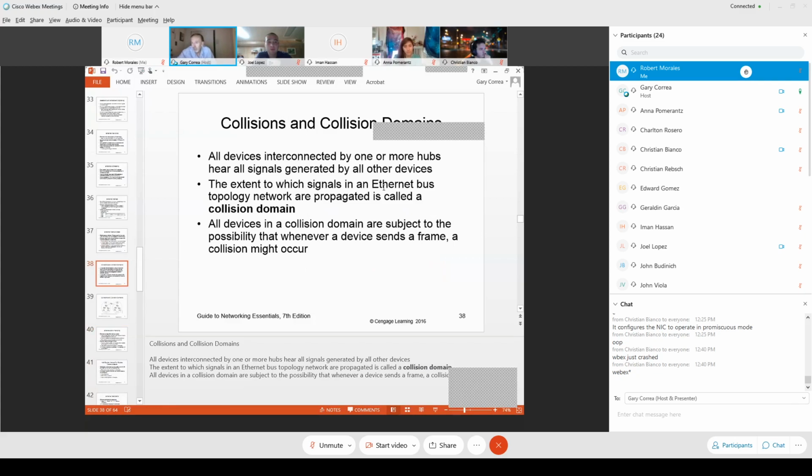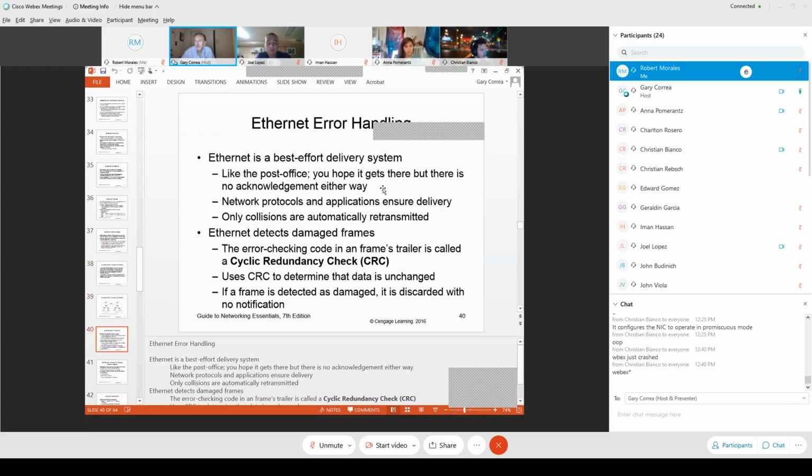Last slide, and we're going home, but this is very important. Forget the top part. It's a best effort delivery. That's interesting: Ethernet detects damaged frames with a cyclic redundancy check. Now, let's begin. This is important. I'm talking mainly to people who are here for chapter 2.